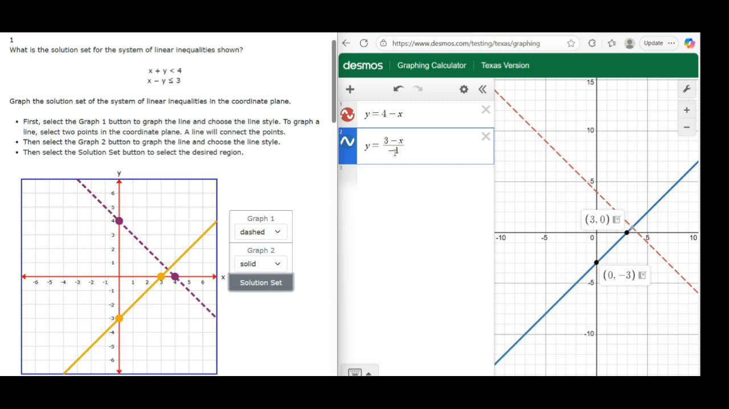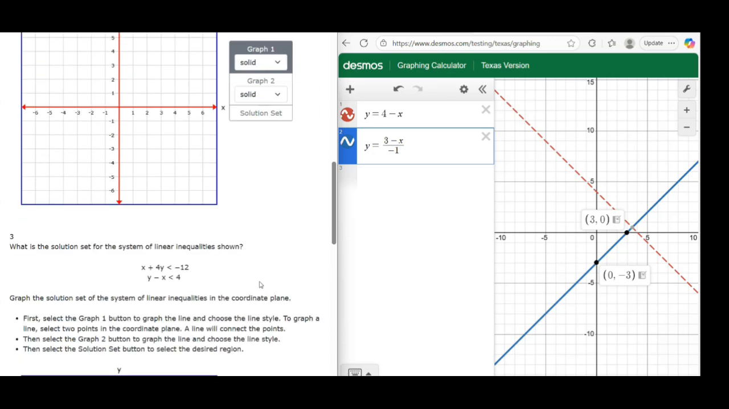However, because I divided by a negative, it flips the symbol. So this becomes a greater than symbol. Faces the other direction. So it's everything above this blue line. So anything below the red and above the blue, this is the area that matches. So it's right over there.